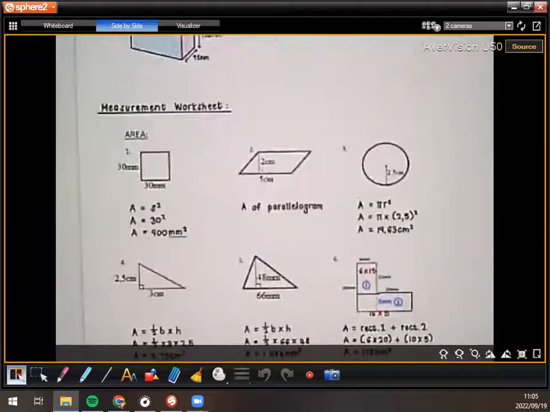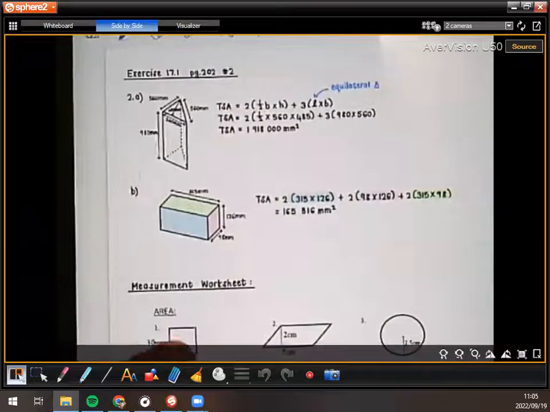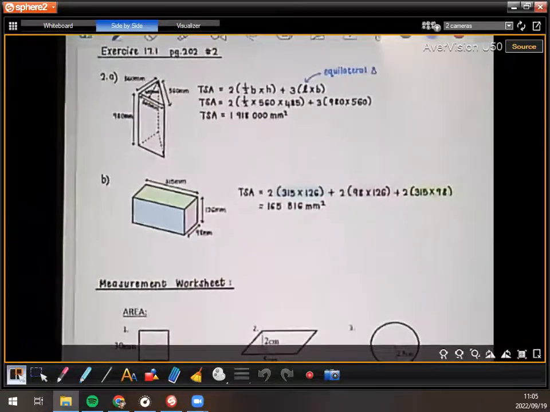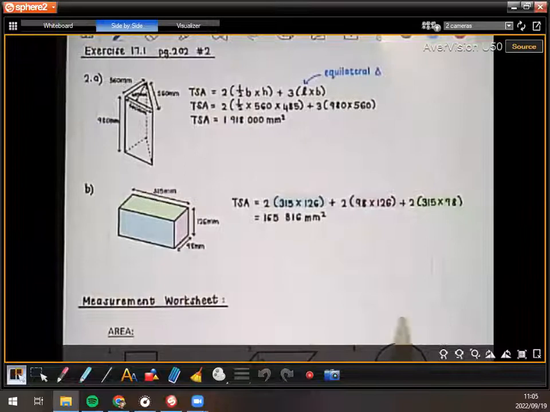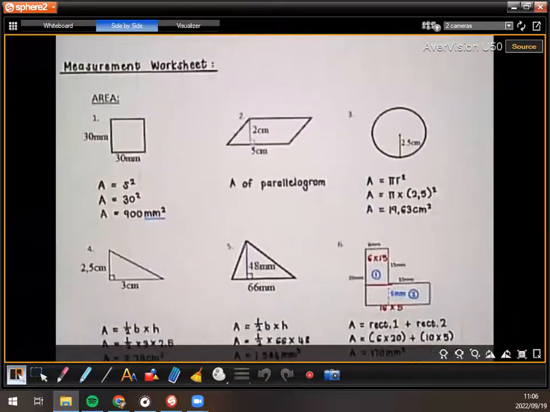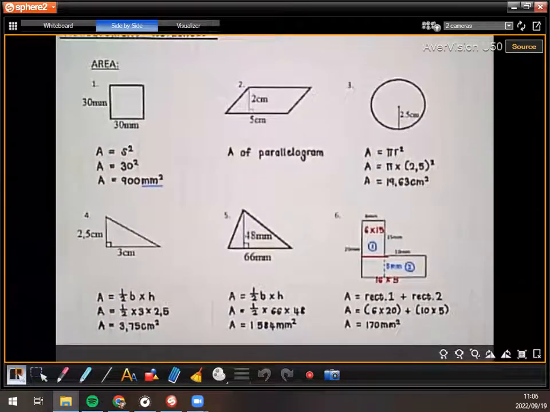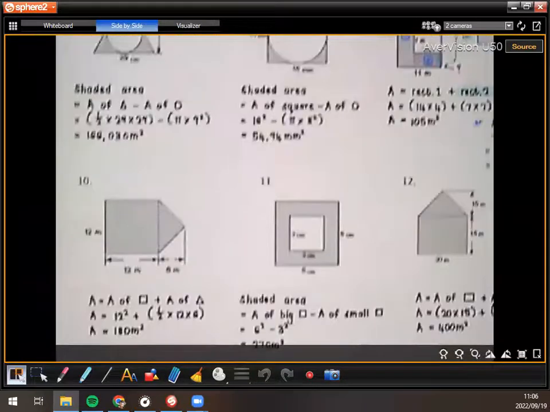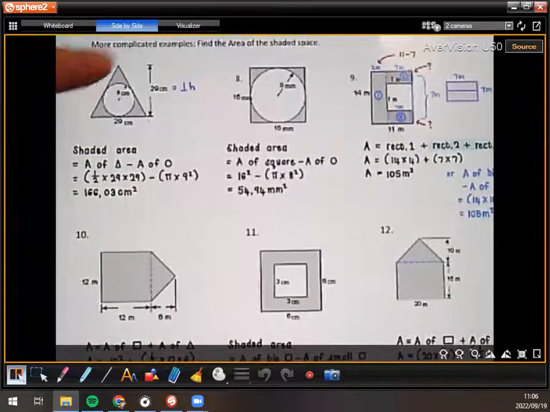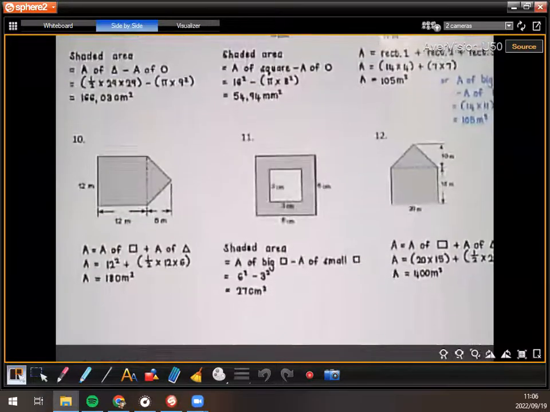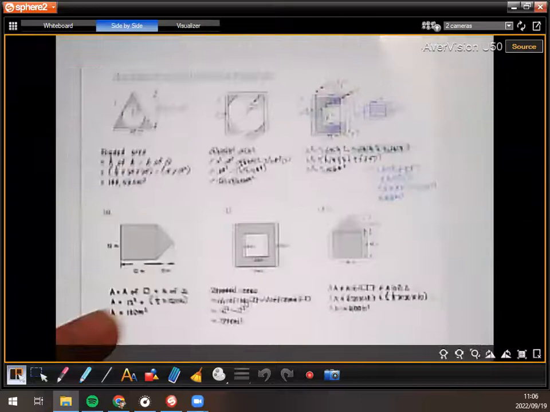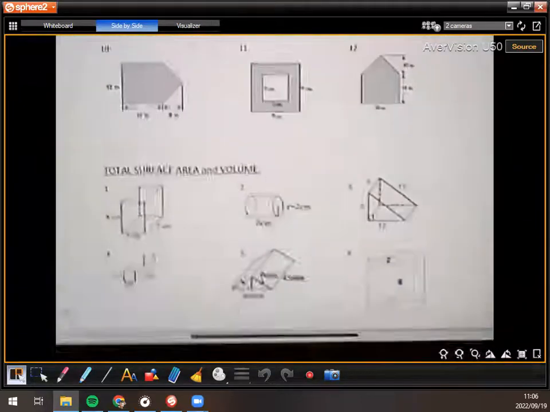Okay, the ones that we had actually practiced in class, we did this one. Just check that you all have this, exercise 17.1. So this was a triangular prism and a rectangular prism, right? And we had these two answers. Then we started working on that worksheet. So we marked the first question, which was all on area. And then there were more complicated area questions, right? Where, for example, here was the area of the triangle minus the area of the circle when they're asking for the shaded area, and so on. All right, so that's what we did there. And then, guys, we never actually got to the surface area and volume questions.